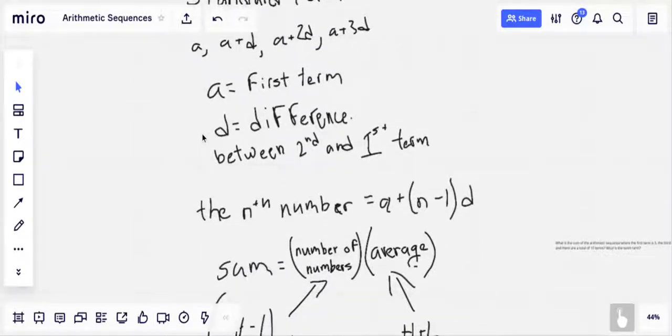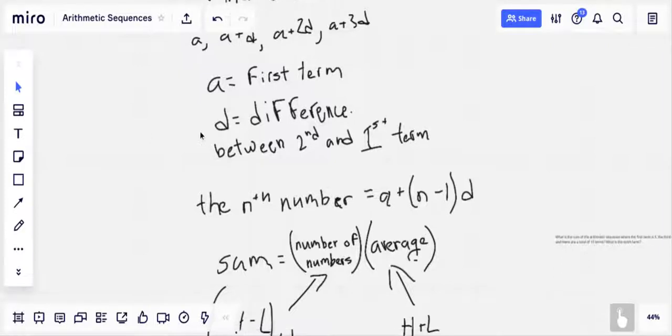To find the nth number, you would add the first number to the number you're trying to find out minus 1 times d. So this formula will get you the nth number, or any number you're trying to find. In a later video, we'll be discussing geometric sequences, which are associated with multiplication, but these arithmetic sequences are more associated with addition.